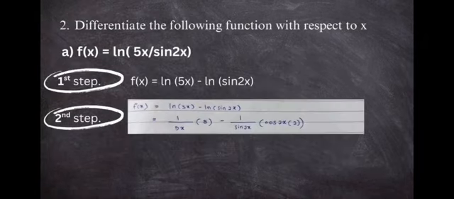For part B, we need to differentiate f(x) equals ln 5x over sin 2x. First thing first, before we start solving, let's rearrange the equation of f(x) to ln 5x minus ln sin 2x. Now we can start solving by differentiating the ln 5x.